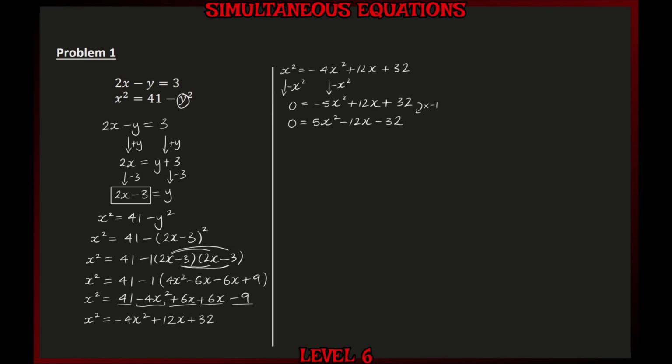Now, since we have a number in front of the x squared that's not 1, and we can't divide through by 5, what this means is that we could try and factorise, but the easiest method is probably going to be to use the quadratic formula. And before we can use this formula, we need to establish the values of a, b and c.